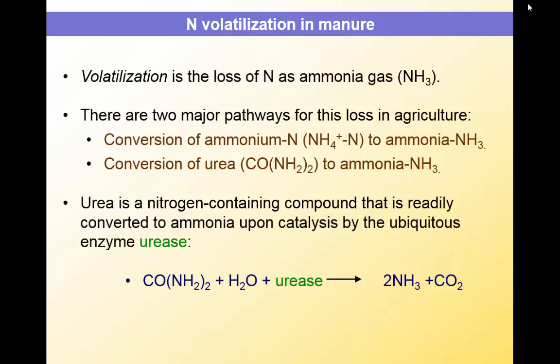So volatilization is a loss of nitrogen as ammonia gas. There are two major pathways for this loss: conversion of ammonium N to ammonia, and the conversion of urea to ammonia. So these nitrogen forms in manure can become gas. They're inorganic, they're available to plants, but they can be lost as a gas. Urease is the enzyme that can convert urea.